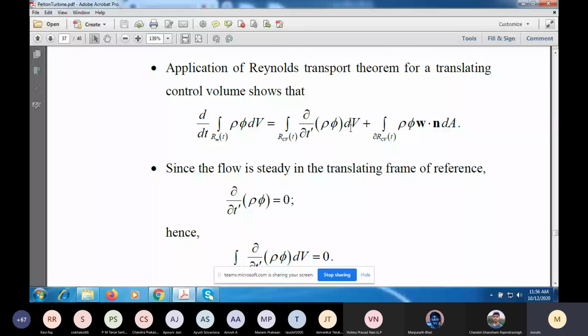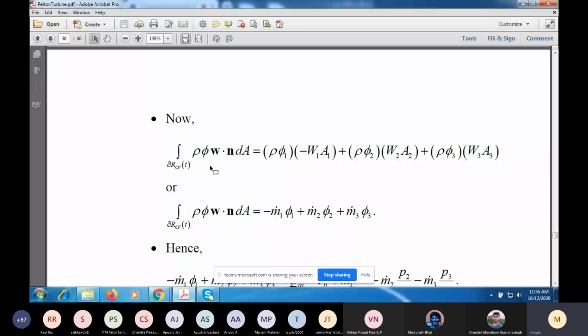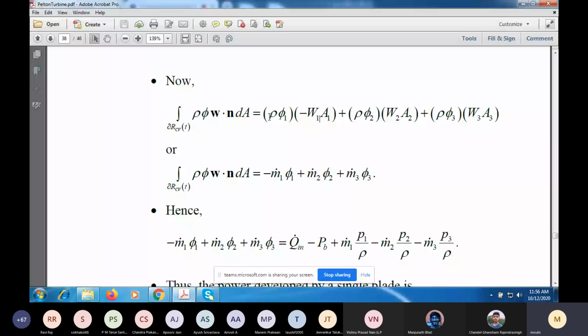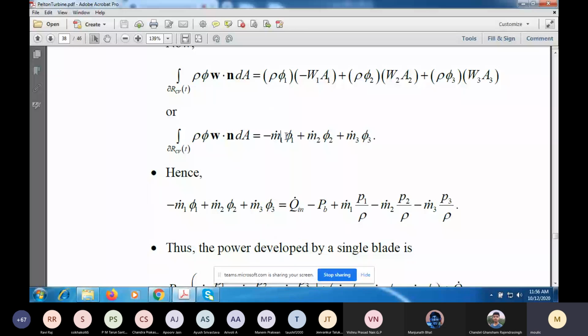Now if you look at this flux, there's an inlet and there are two outlets. So it will be rho phi at the inlet into minus of W1 A1, which is W dot N dA in a one-dimensional situation. So W dot N is negative in the inlet and W dot N is positive at the outlet. Okay. So rho times W times area is the mass flow rate. So you see that the flux of the property is minus m1 dot phi 1 plus m2 dot phi 2 plus m3 dot phi 3.